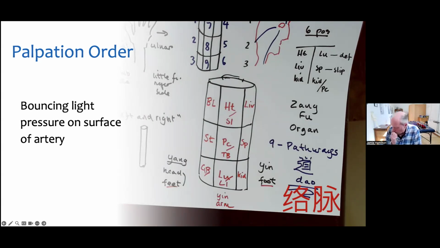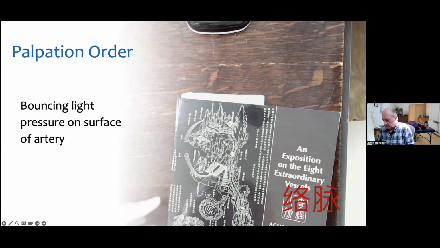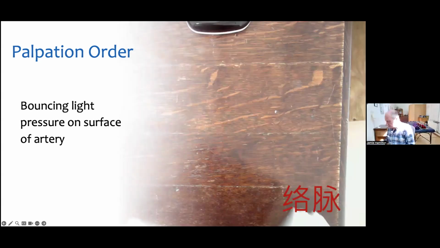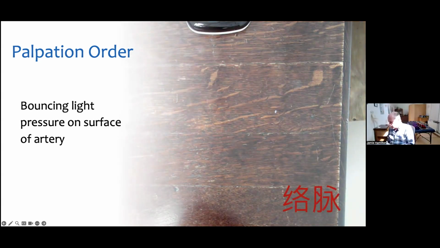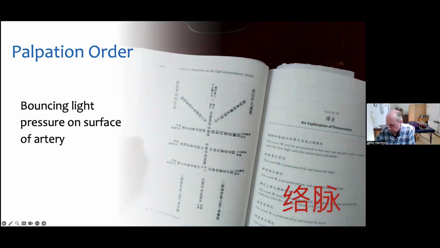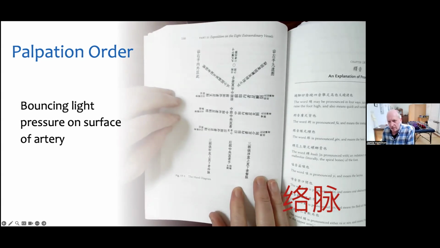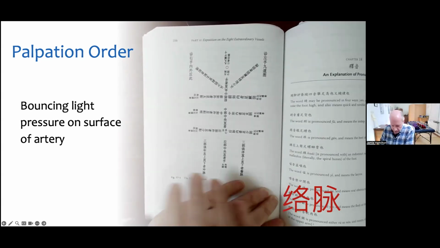So, actually, let me just do a slight change of scene to give you a text that I want to show you. Okay. First of all, something that will look completely incomprehensible, but this is actually a diagram in Chinese of this system.